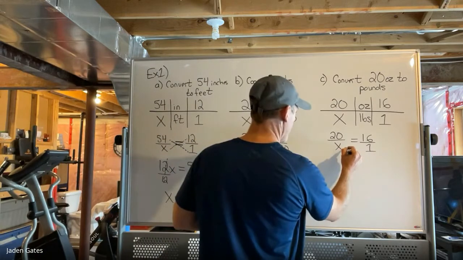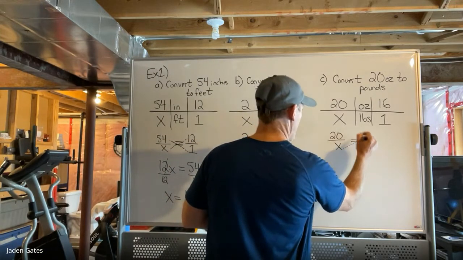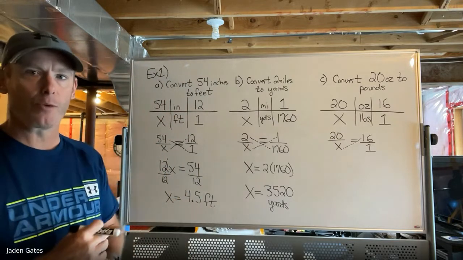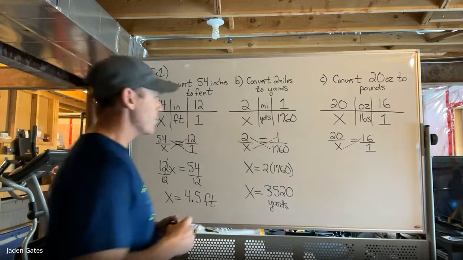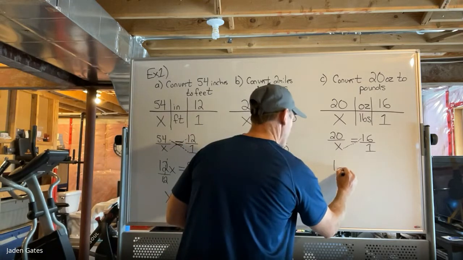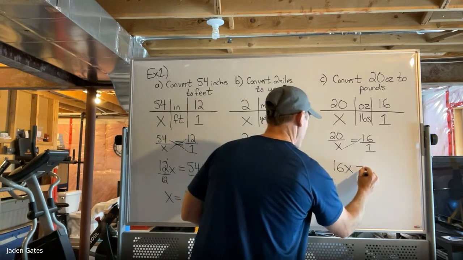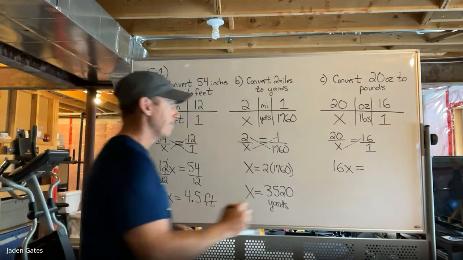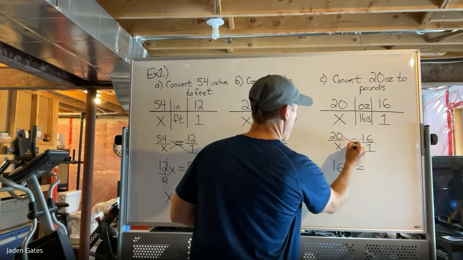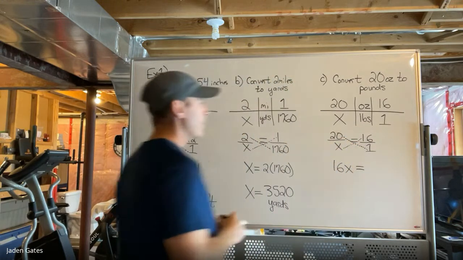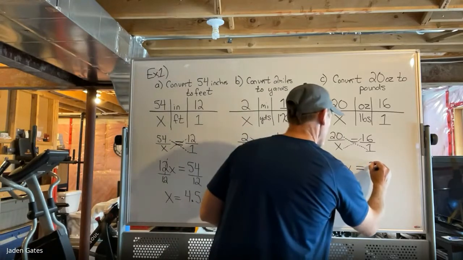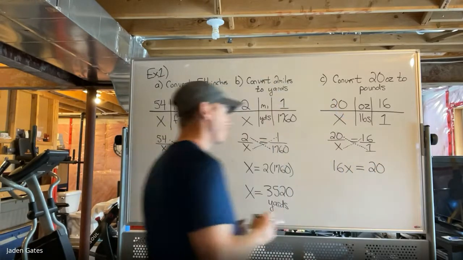All right, so this time I get x times 16, or 16 times x. Doesn't matter when you're multiplying the order. So 16 times x would give me 16x equals the other part of our cross multiply, where we get 20 times 1. Well, 20 times 1 is 20.